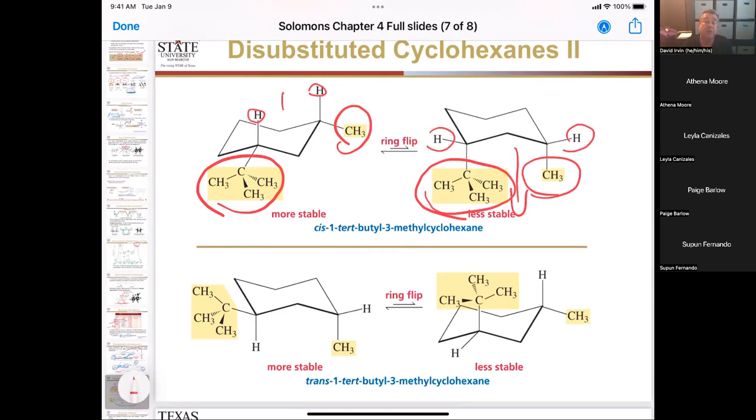That means that those two large groups are going to butt up against each other, and they are going to be less stable. So in our cis configuration right here, it is more stable for both of the groups to be in the equatorial position. But what if we had the other isomer?